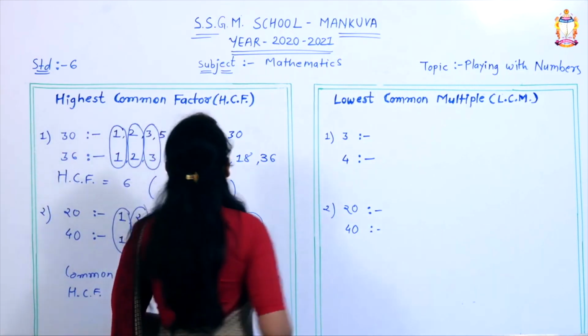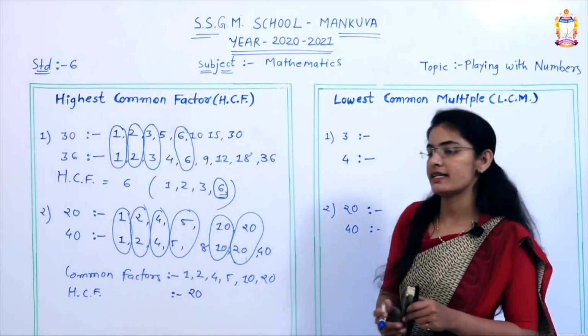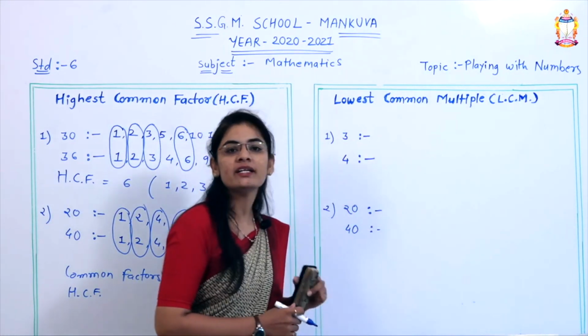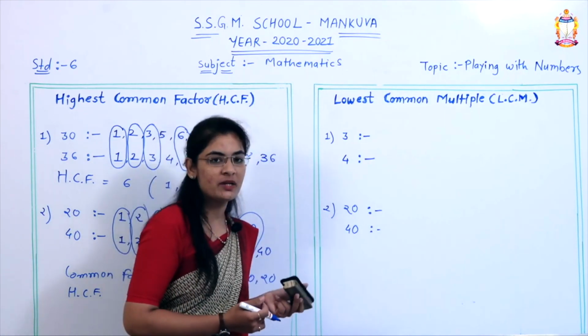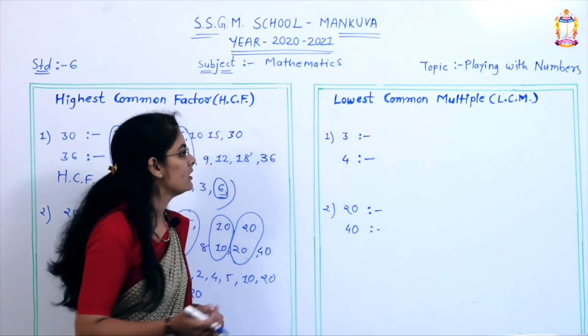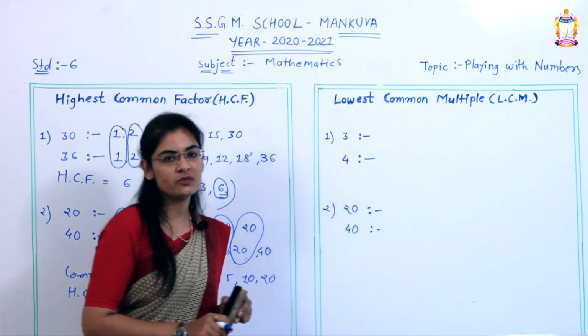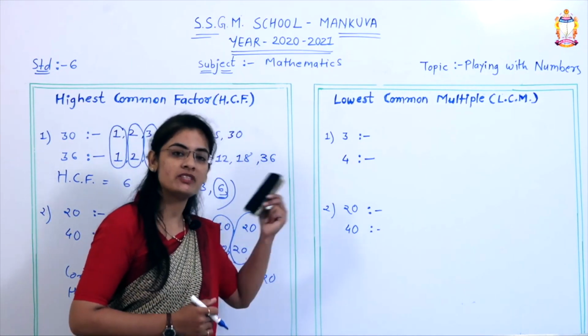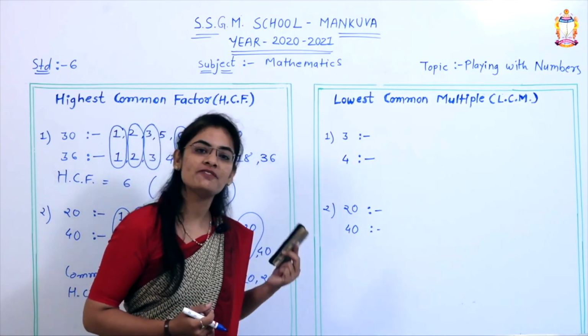It means that we have already done the highest common factor method. Now jump to the lowest common multiple. What is the meaning of multiple? In simple words we can say that multiple means a table, right? So let us start with the first question, number 3 and number 4. We have to write the table of 3 and the table of 4.